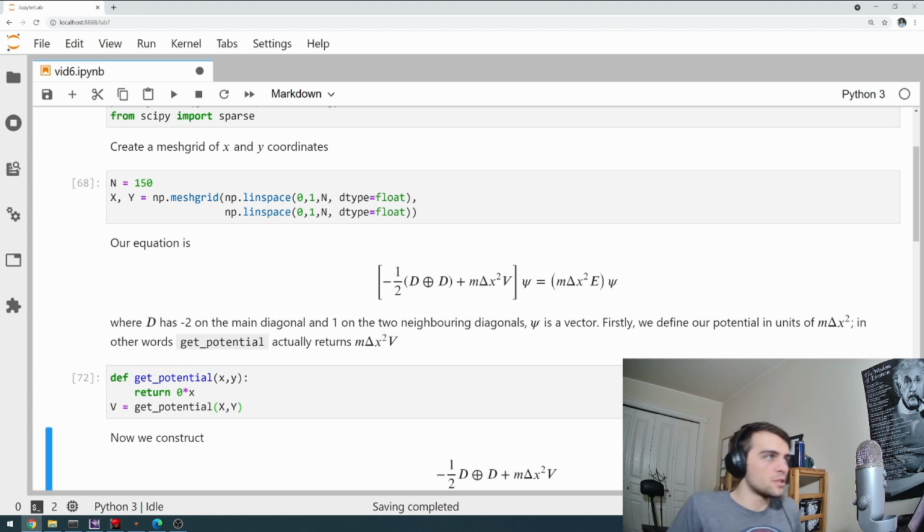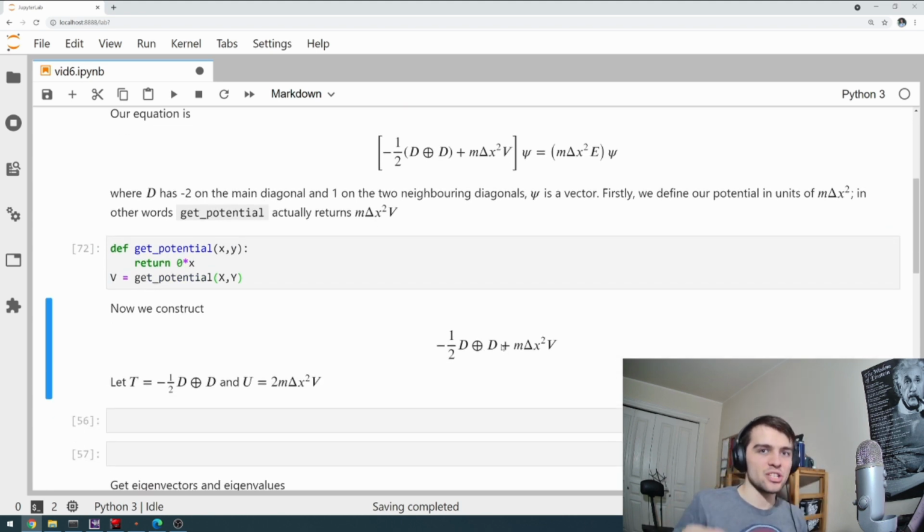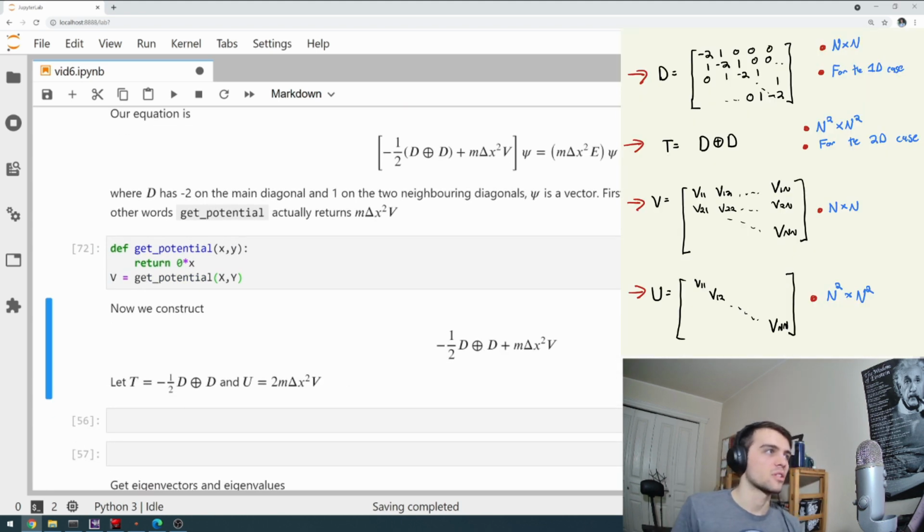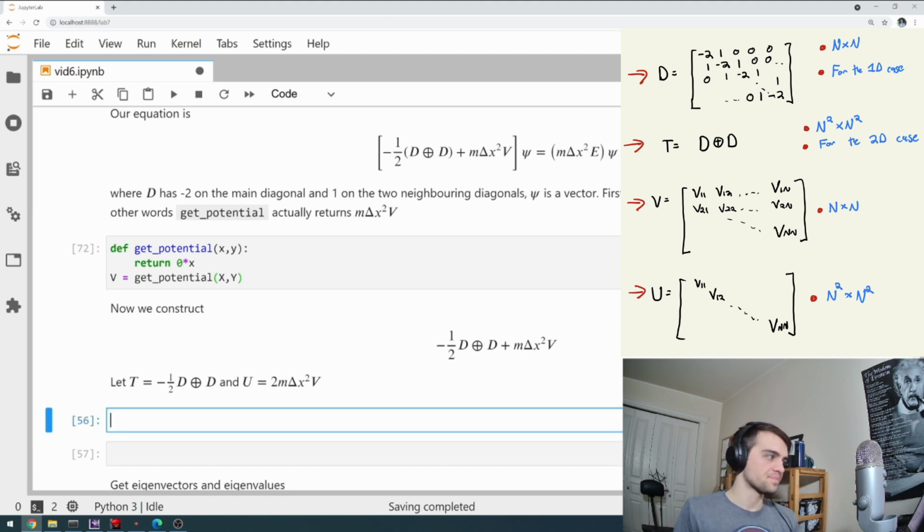So now we have our potential, and now we need to construct this. And this is going to be using those Kronecker sums and Kronecker products I was talking about. So we'll break it down. We'll say T is equal to -1/2 D Kronecker sum D, and U is like this. So let's define our things. We're going to start with defining diagonals, because everything is written in terms of these diagonals. Remember that D is the one-dimensional analog, so it's got -2s and then 1s and 1s.